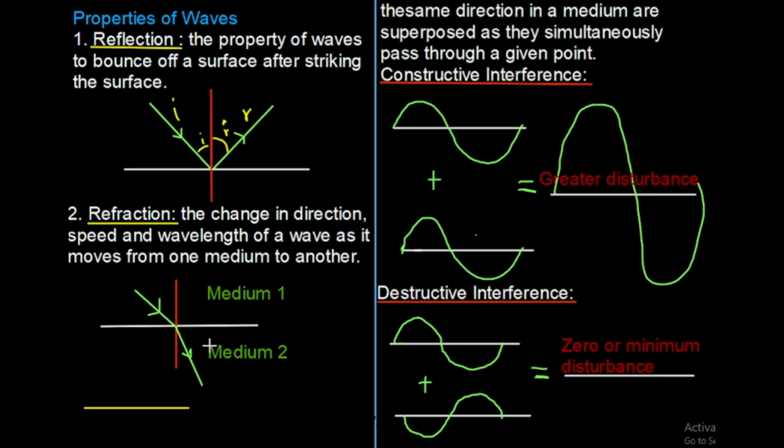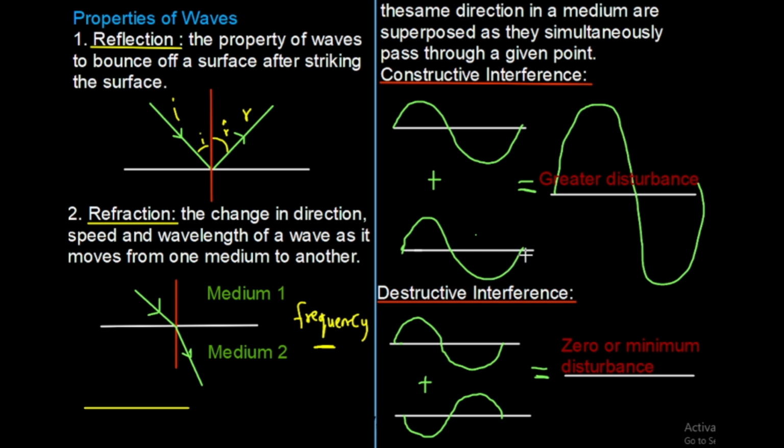what we call refraction. Now please take note, during refraction, speed changes, wavelength changes, direction changes. But one thing that remains constant and does not change is frequency. During refraction, please, frequency does not change. So frequency remains constant. This is a very common exam question.